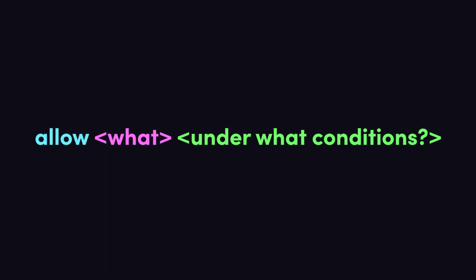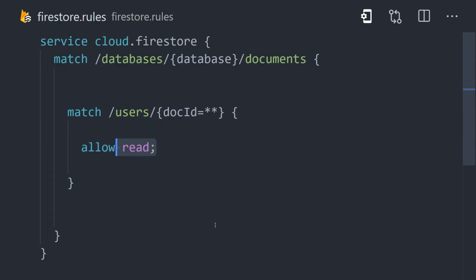application logic that you have, like whether or not a user is logged in or whether or not they have the right role in some other document in the database. Let's start by looking at the first part of the equation, the operation that you want to allow.